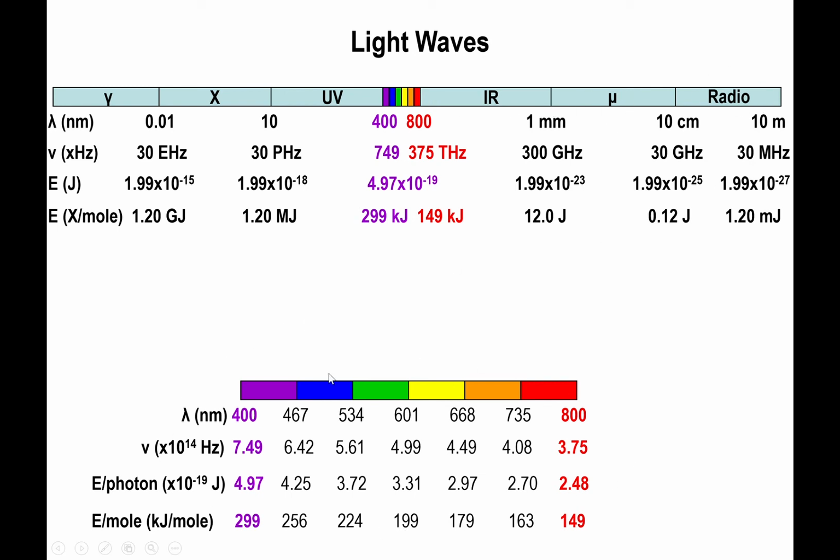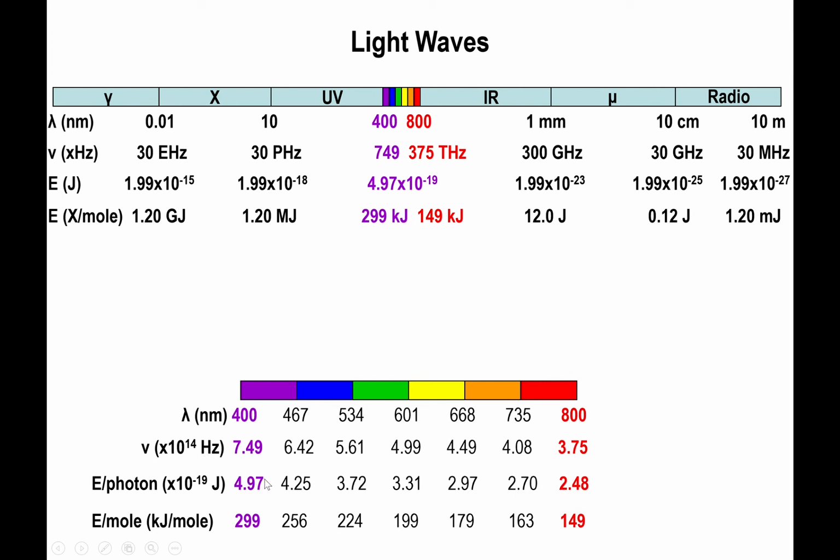Now, narrowing down on the visible spectrum, which is what we get to see as the colorful aspect of light, you can go from roughly 400 nanometers up to 800 nanometers. If you convert the wavelength to frequency using the speed of light equation, you'll find that the values in the visible region go from 7.49 down to 3.75 times 10 to the 14 hertz.